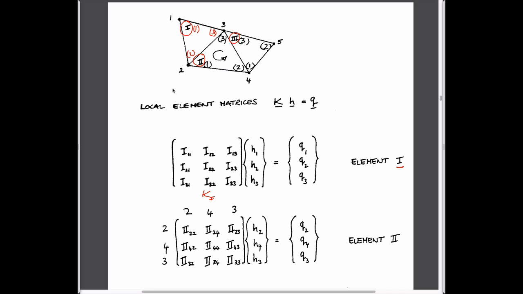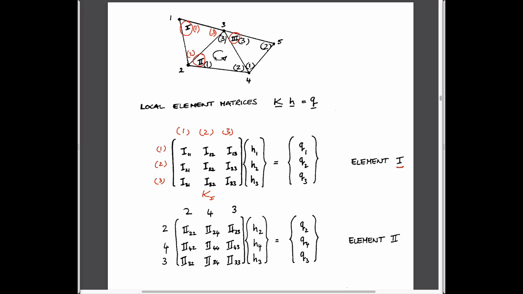And if you look at this, what am I doing? This is local node 1, local node 2, local node 3. Local node 1, local node 2, local node 3. And in this particular case, local node 1 is equal to global node 1, local node 2 is equal to global node 2, and local node 3 is equal to 3. And so these are both local and global node numbers, and they conform to this.